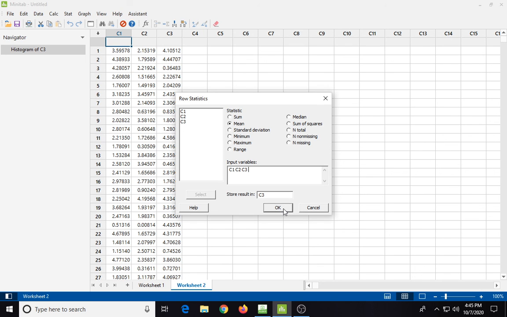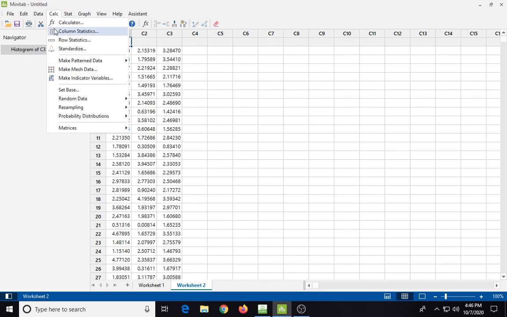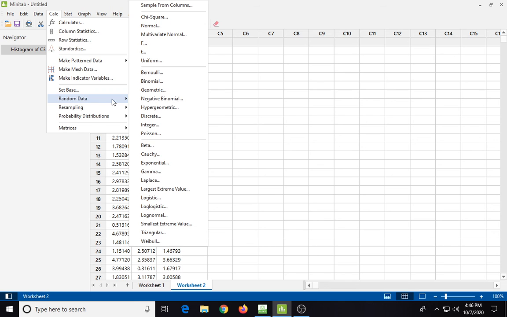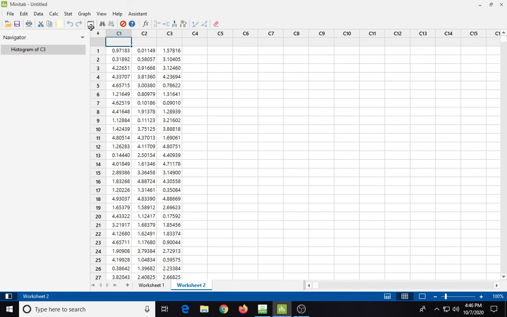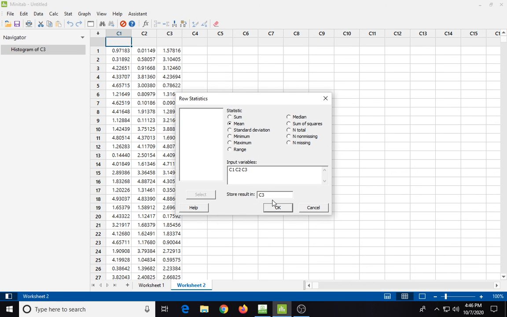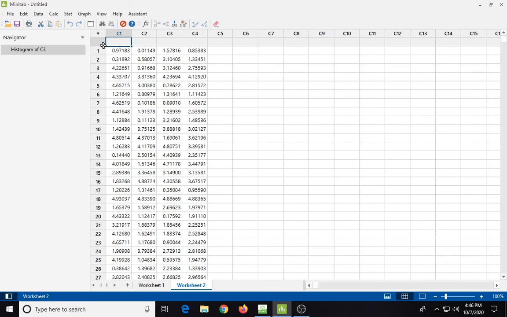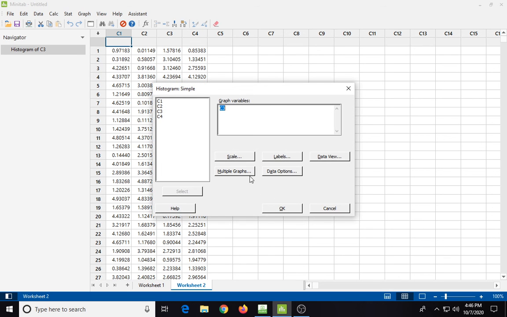We just want to see what the graph will look like if I do the mean. Let's try that again. Okay, and then some new data, and then I'm going to do some row statistics of the mean and store this in C4. We just want to see what our histogram is going to look like if we take the sum of 3, because that will be closely related to the average.